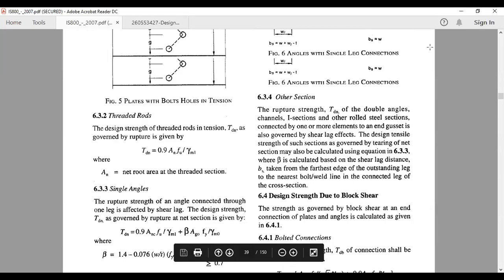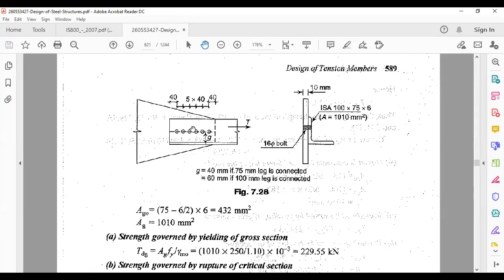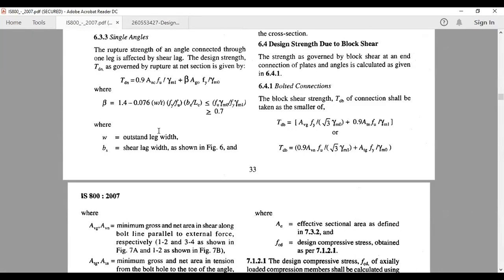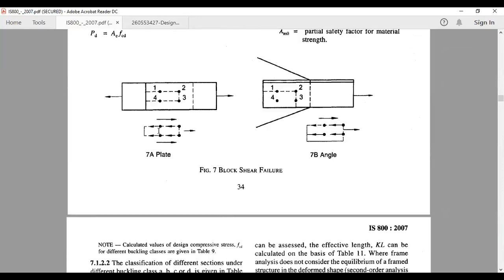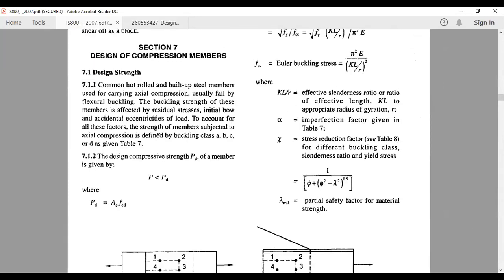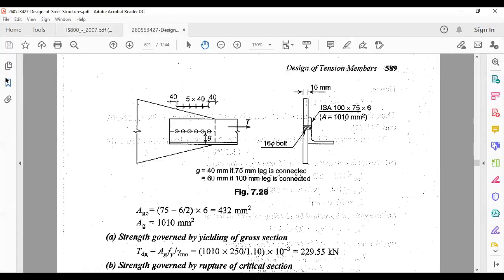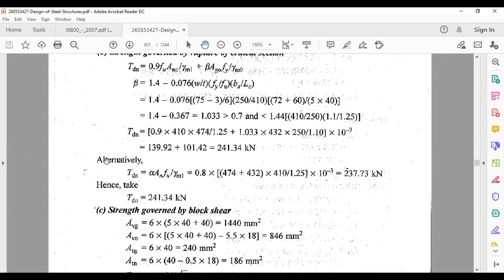Okay, you can stop me in between. I'm going for the next part, that is the compression member design. You have also dealt with this design of compression member. Here we'll be designing the angle sections. We'll go ahead with the design of angle section in this. So let me just show you that part also.